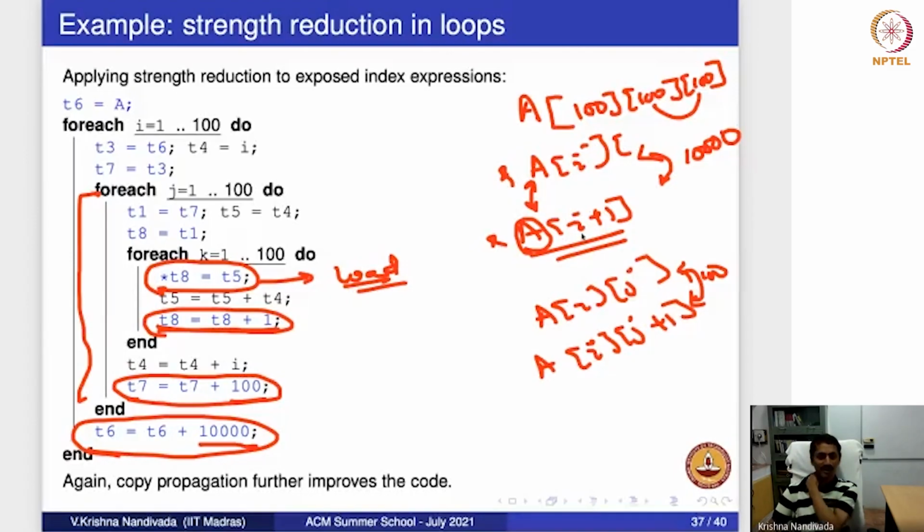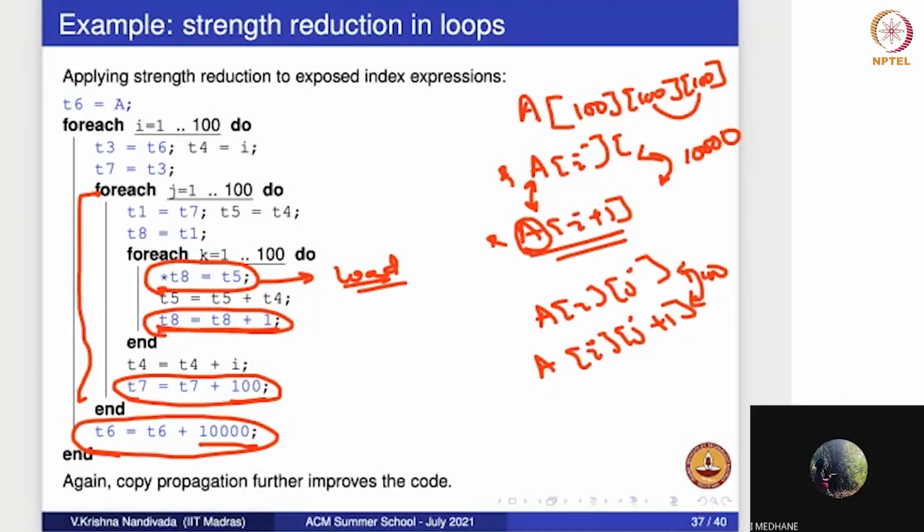Do any of you feel that this is still wrong or something of that sort? Okay, let me just check randomly if there are any questions. Yeah, Aditi, you have a question?